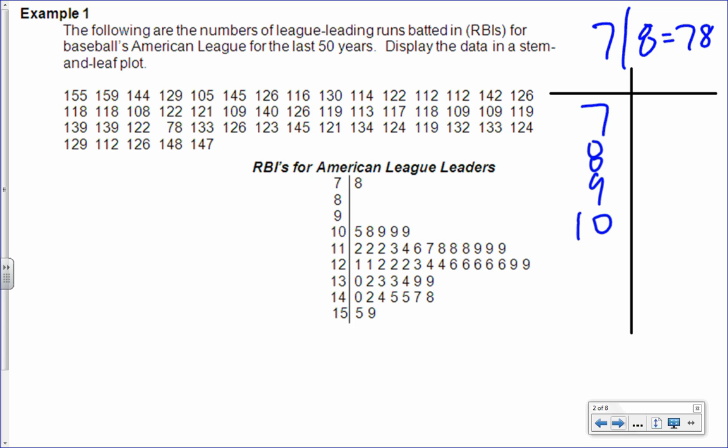Okay? But I am going to actually take this time to talk about other things. Okay? I mentioned earlier the back-to-back stem and leaf plot. Does anybody believe they know what that would be? Any ideas?